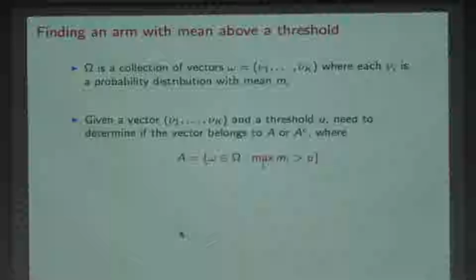You're given a vector of arms. Is there any arm amongst them with a mean above threshold u? Or are all arms with mean below threshold u? That's a decision that has to be made, and as quickly as possible. This comes up very naturally in Monte Carlo simulation. Maybe I'll talk about Monte Carlo simulation, nested simulation applied to finance, towards the end of this talk.